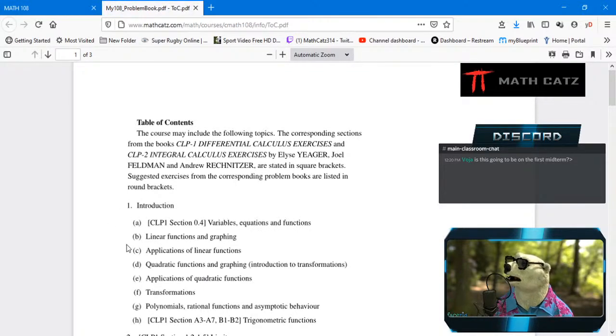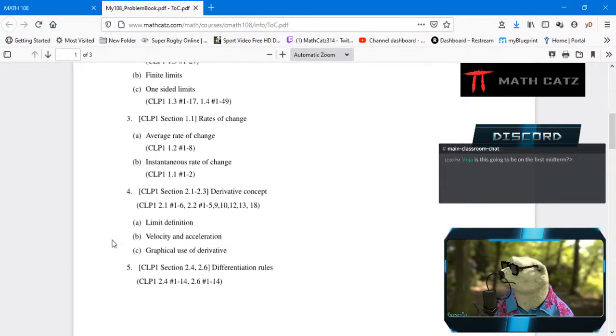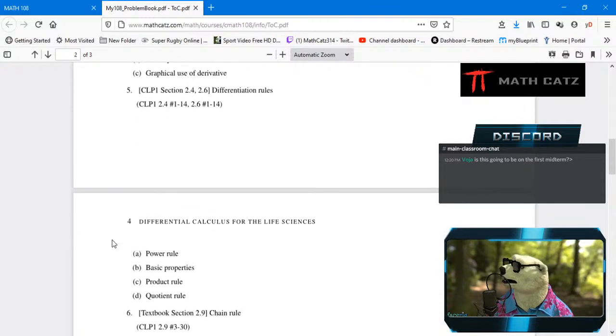So we are where? There we go. We are at differentiation rules, topic 5. So there are section 2.4, number 1 to 14, 2.6, number 1 to 14, that you can look at. Depending on the wording of the question, but you can use more functions. Literally every calculus book has derivative questions. You just want to look at the first ones before it gets too fancy.